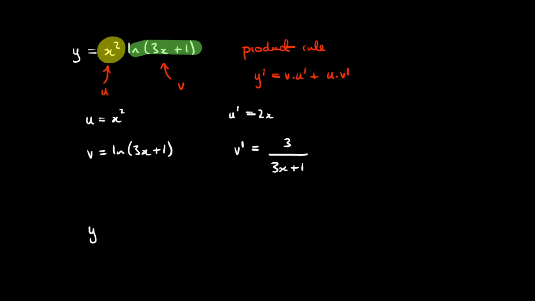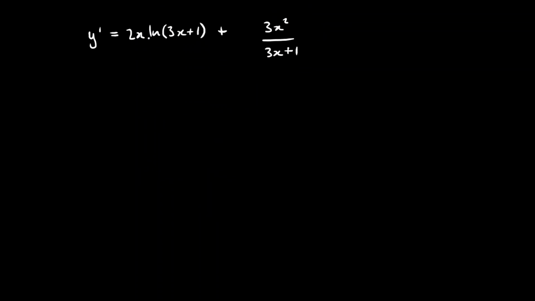So if we want to put this inside our product rule, we're going to have v, which is ln(3x + 1), times du/dx, which is 2x, I'm going to put that at the front, plus u, x squared, times dv/dx, which is 3 over 3x + 1. Okay, and I should probably simplify that a little bit. I'm going to write that instead as 3x squared over 3x + 1. Okay, and so that will be my final answer.